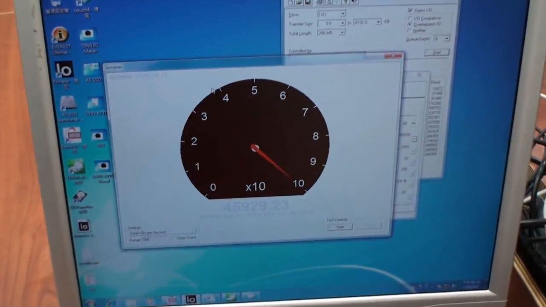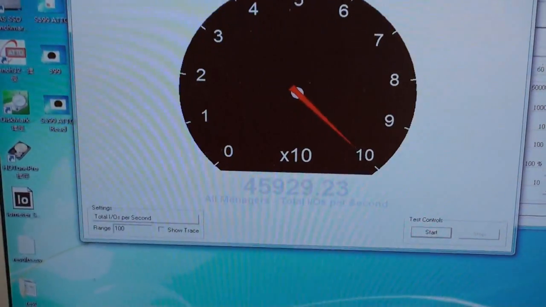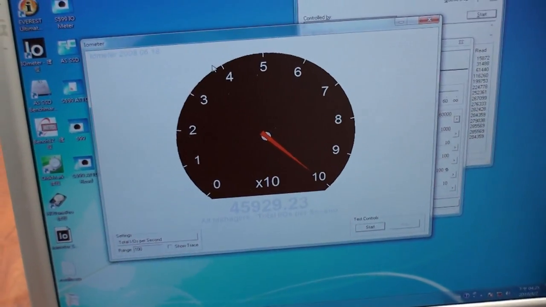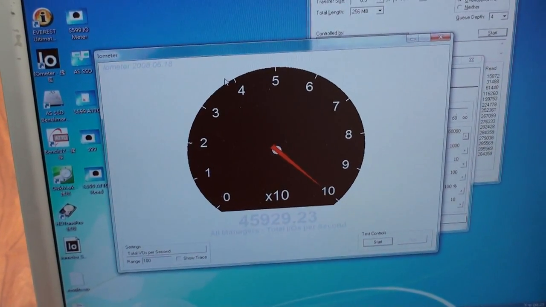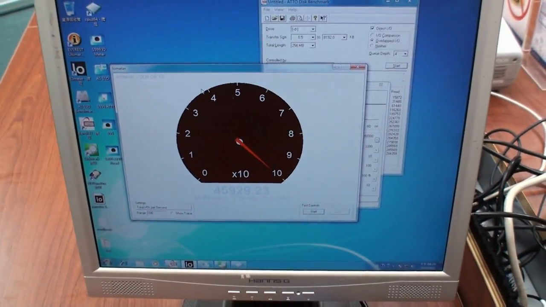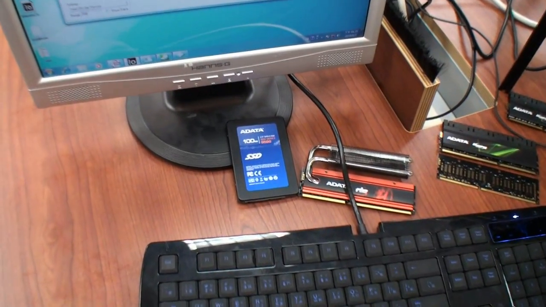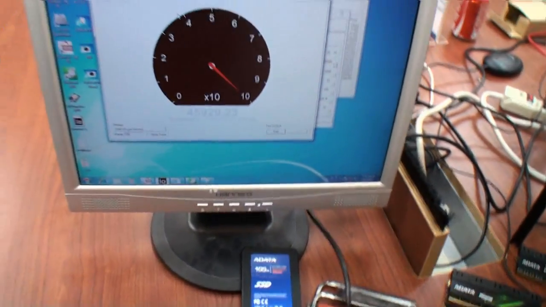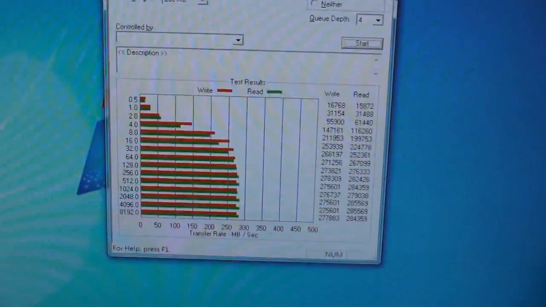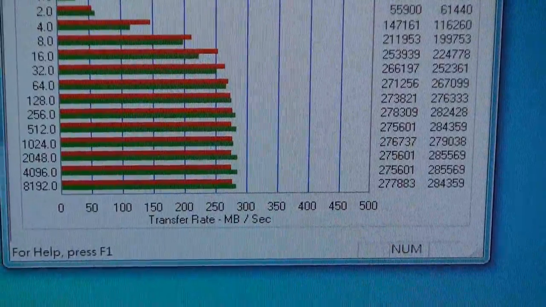Now you can see here that we've got IOmeter running, and you can see a score of almost 46,000. The normal score for a standard slower SSD is between 10 and 20,000. So you can see here the performance is rather good from the S599 SSD.